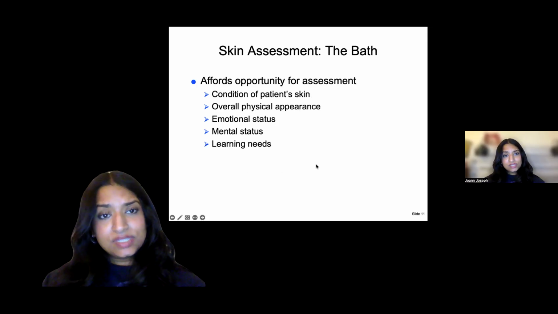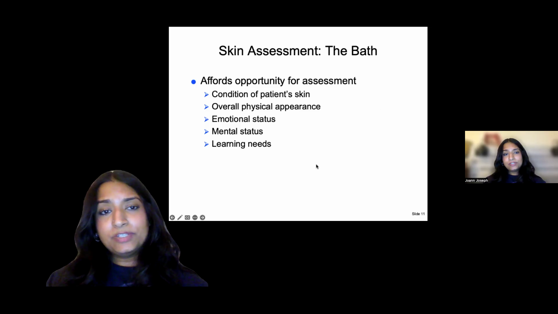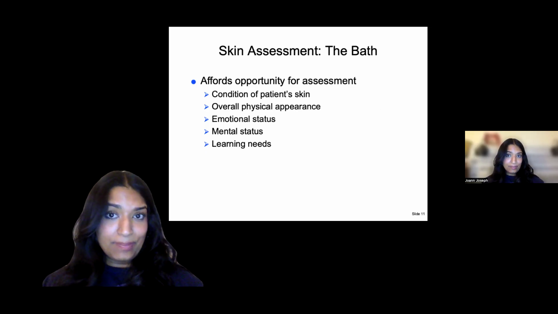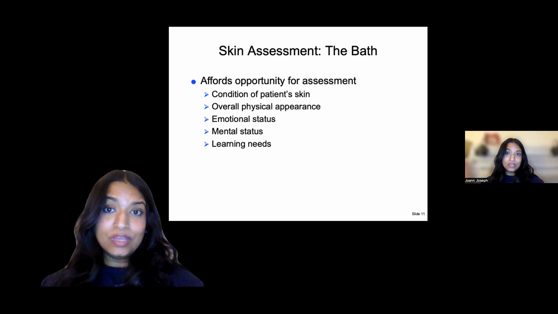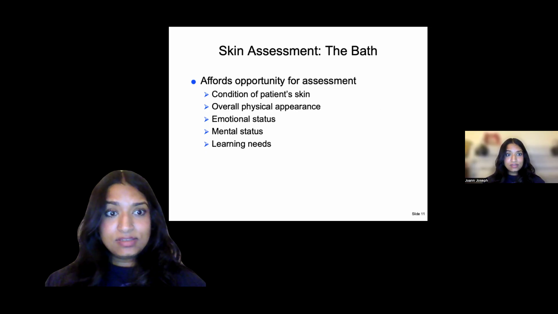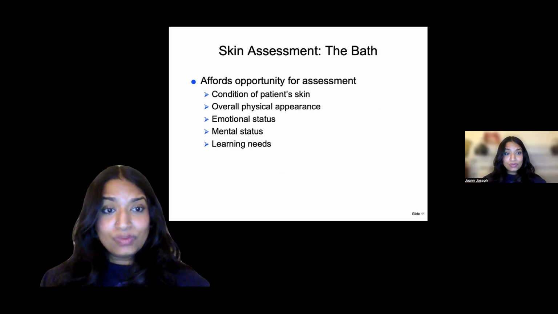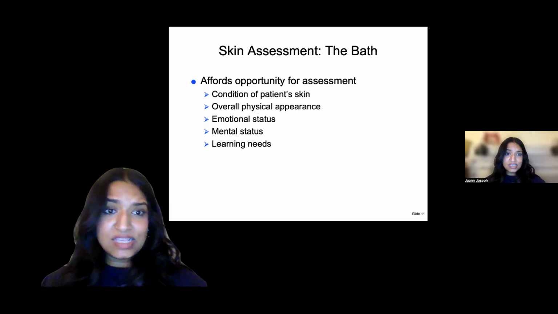We'll continue. So skin assessment: the bath offers opportunity for assessment of the condition of the patient's skin, overall physical appearance, emotional status, mental status, and learning needs. So when you are offering a patient a bath, or say they are taking a shower, this is when you want to really take a full look at their skin, because you will be seeing them kind of unclothed, of course. So this is the moment where you want to see, do they have any lesions? Are there any infections happening?